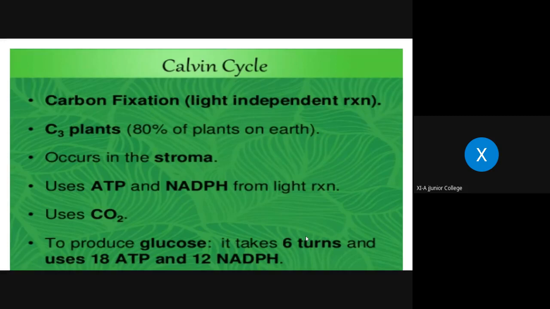Why pathway? It is showing in a sequential way the conversion of one compound to another compound. At the end, there is synthesis of a glucose molecule, right? So this is the C3 pathway, and 80% of the plants on earth show this type of Calvin cycle, that is the C3 pathway.